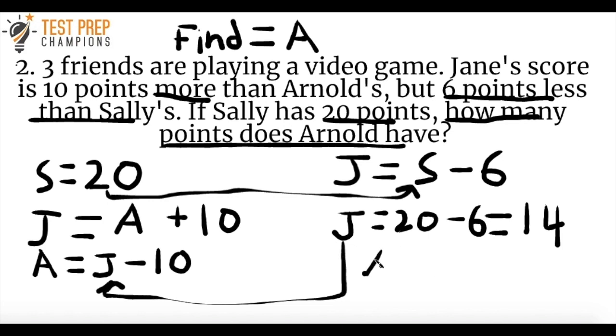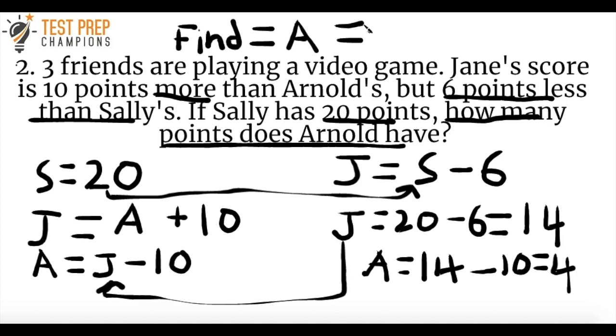So let's do the math here. Arnold's score is equal to J. So what do I put in here for J? Well, remember, we already figured out that J was equal to 14. So we have 14 minus 10, which is equal to 4. And so that right there is the answer. Arnold's score is 4.